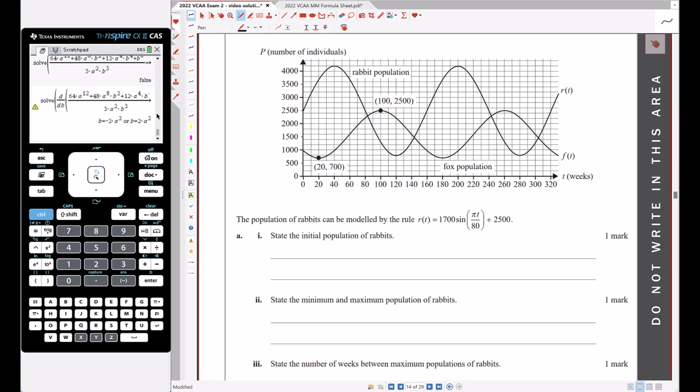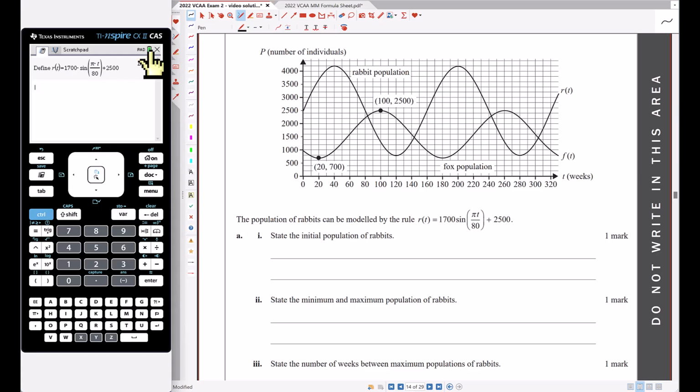State the initial population of rabbits. So let's define some functions in our CAS. Just clear things out. So menu 1, let's define r of t as being, I'm going to go back to radians in a second, I changed it to degrees earlier in the paper, sine of pi times t over 80 plus 2,500. Let's just change that to radians.